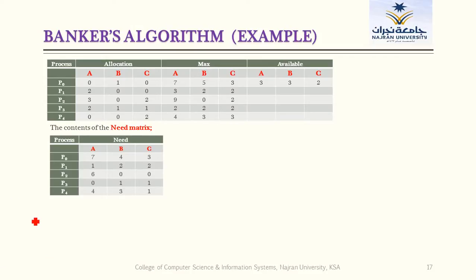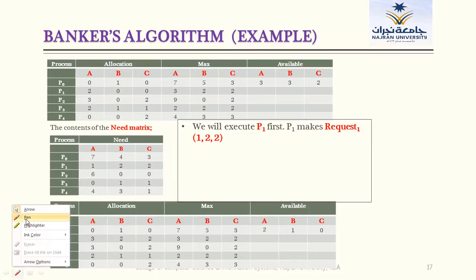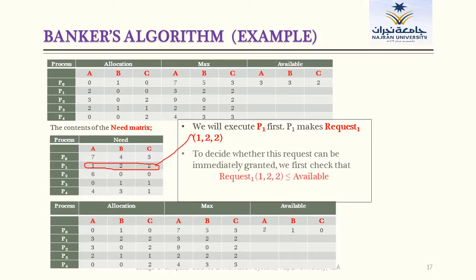Now we need to check first: we will execute P1 first and P1 makes the request. So what is the request? 1, 2, 2. It means 1 instance of A, 2 instances of B, and 2 instances of C. See here, this is your need. 1, 2, 2 means 1 instance of A, 2 instances of B, and 2 instances of C, because we are going to execute P1. Okay, so this is our request. Request of P1 is this one.